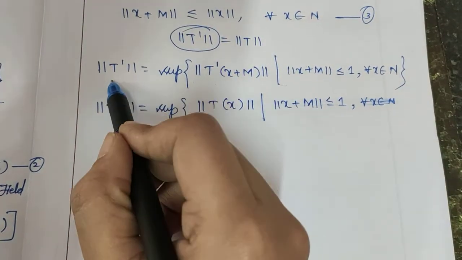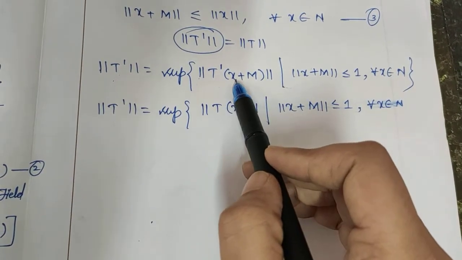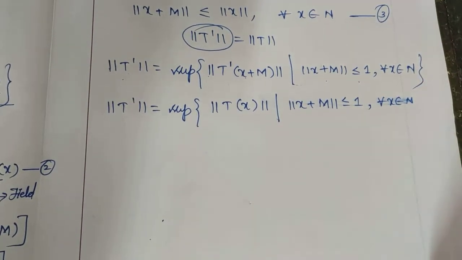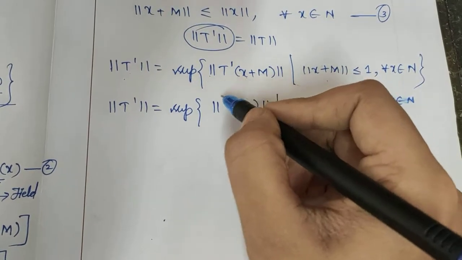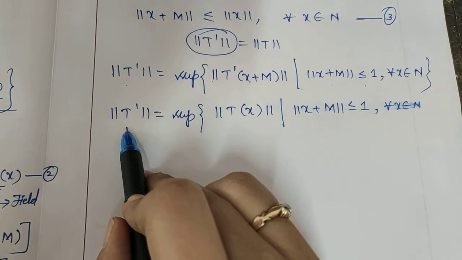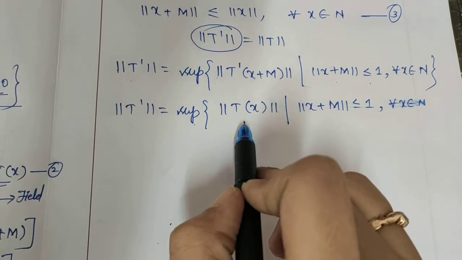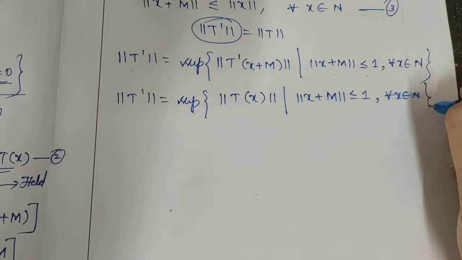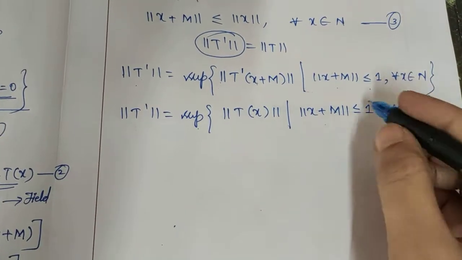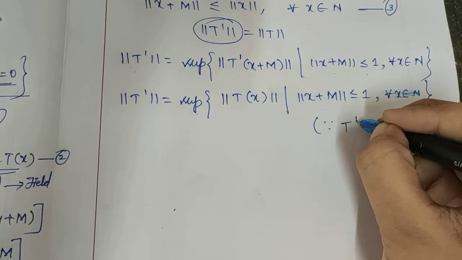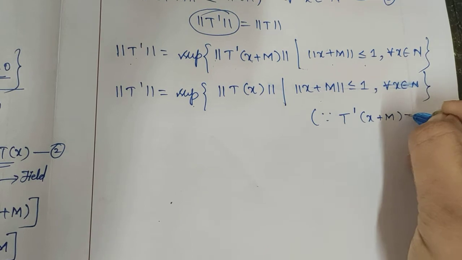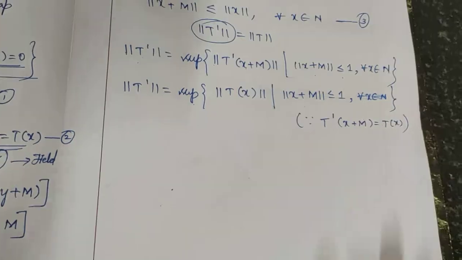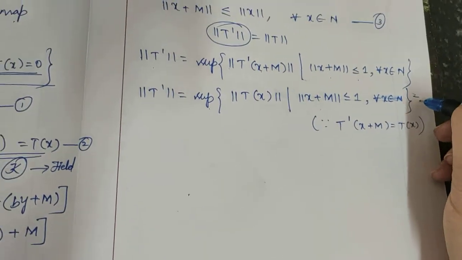Now I can define my norm T prime as supremum of norm T prime of x plus m such that norm x plus m is less than or equal to 1 for all x belongs to n. Okay. So using the definition of T prime, we can write this as norm T prime is equal to supremum of norm T of x such that norm x plus m is less than or equal to 1 for all x belongs to n. This is how we can use the definition. I can write the reason as because T prime of x plus m is equal to T of x, right? So now call this as equation number 4.